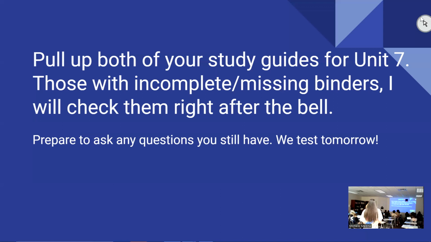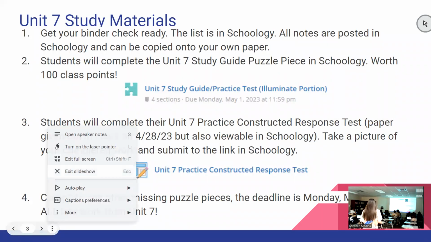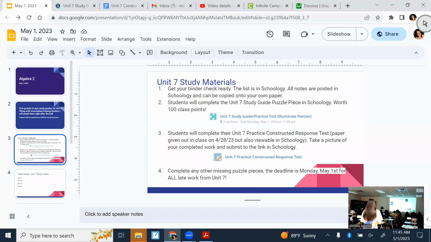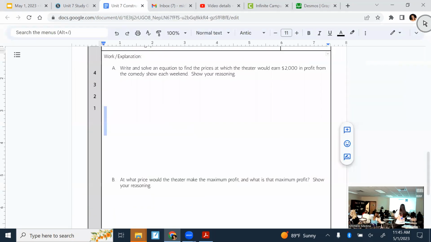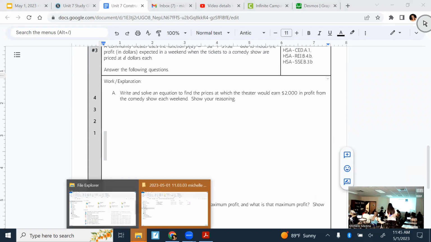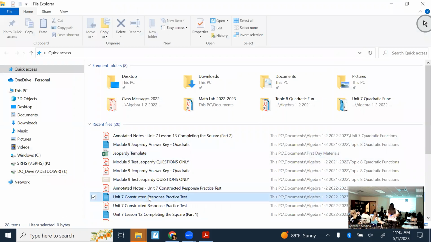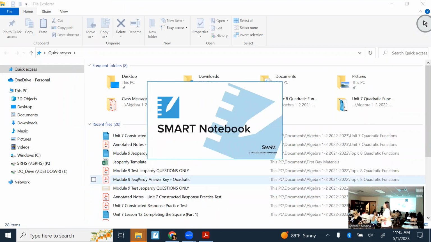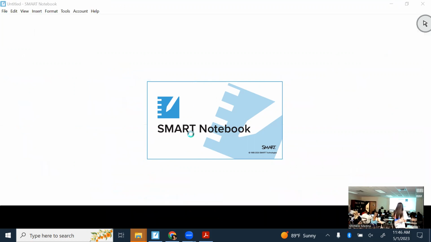So what questions do we still have on either portion of the study guide? On the constructed response? Okay, so let me pull it up. All right, we're looking at the constructed response in case any of you want to get that out. That's one where you have to do it on paper and submit it to Schoology. So we're doing it together. There's no reason I shouldn't have submissions from you.